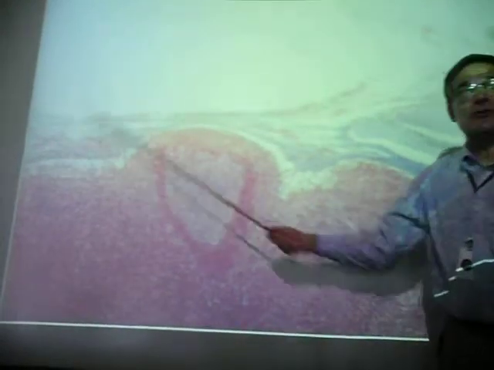This is a lymph node. So you're looking at a section through a lymph node. And there are several things you should be able to recognize. One is this blue stained structure right here, which surrounds the organ.